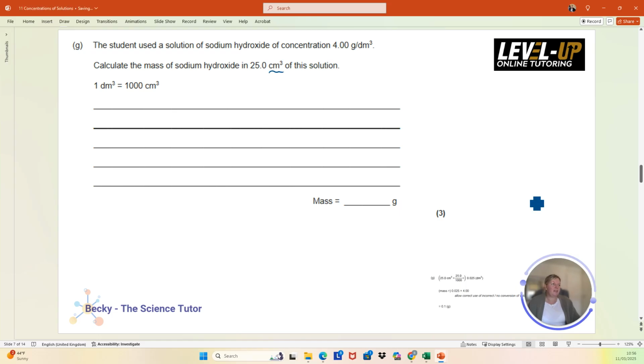Again, these don't match. It's easier for me to convert the 25 because if I change the decimeters to centimeters, I'm going to be altering the grams as well, and I want my answer in grams. Okay, so I'm going to convert that 25 first. So I'm going to do 25 multiplied by 1,000 to get that into decimeters.